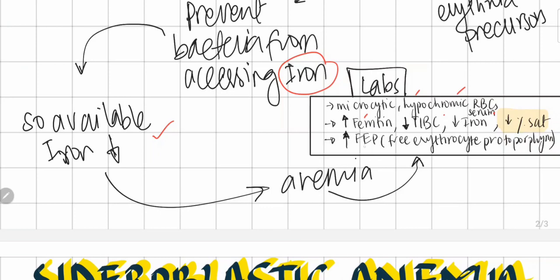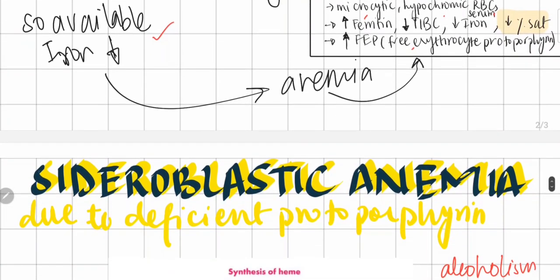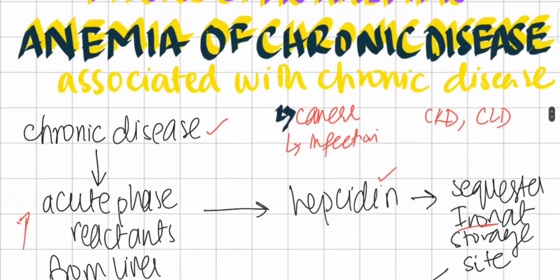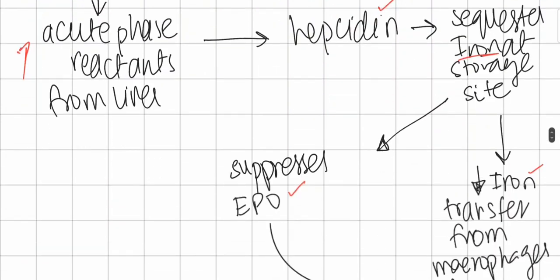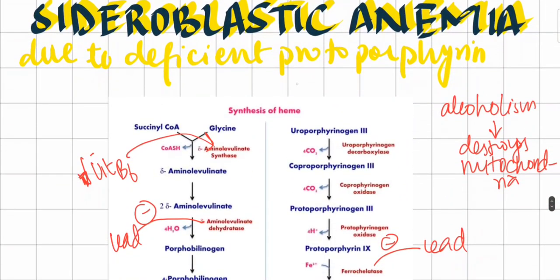And then there's going to be an increase in free erythrocyte protoporphyrin, because we have protoporphyrin to form heme, but we don't have iron. So that's why this will increase, but there's no iron to form heme. So that's it for anemia of chronic disease. Next is the sideroblastic anemia, which is due to deficient protoporphyrin.